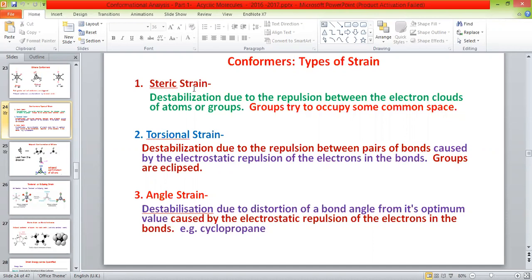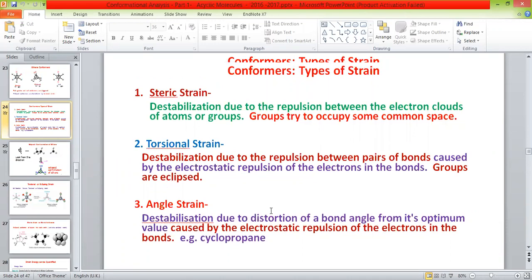Then static strain is the repulsion between the electron clouds of atoms or groups. So say you have two groups that have unpaired electrons. Those electrons are going to cause these repulsions in these particular groups. And then there's angle strain, which is the destabilizing due to distortion of the angle from the optimum.